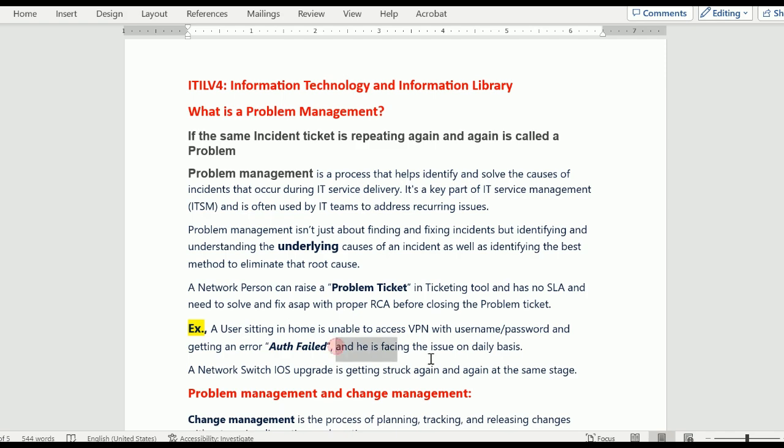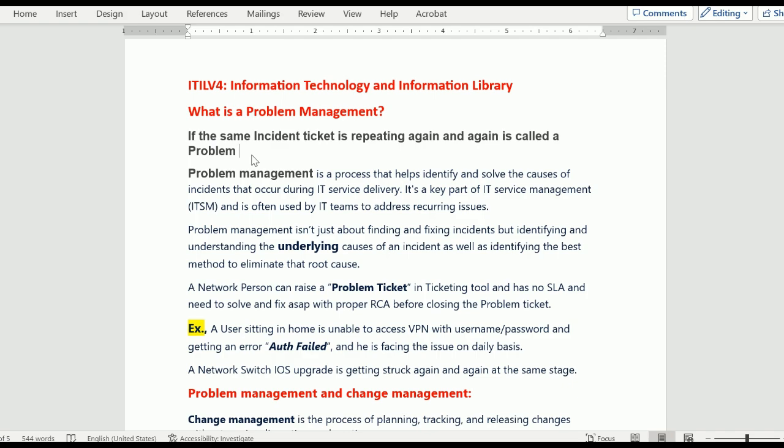If he is facing the same issue on a daily basis, like today he raised a ticket and the network team fixed the issue, tomorrow he is raising the same ticket and the network team is again fixing the issue, so if the same sequence is happening every day, we can consider that a problem ticket. If the same incident is repeating again and again, it is called a problem.